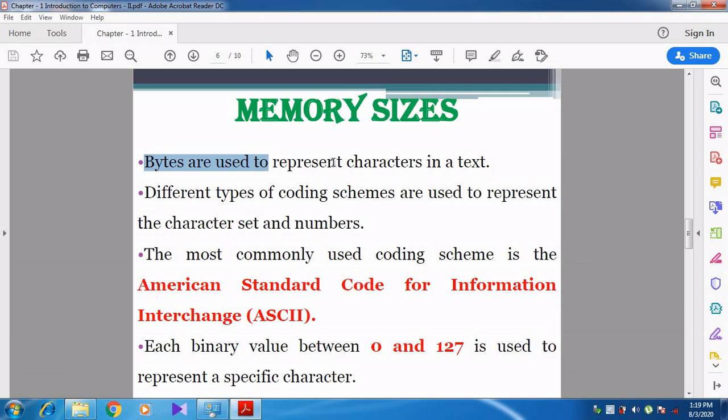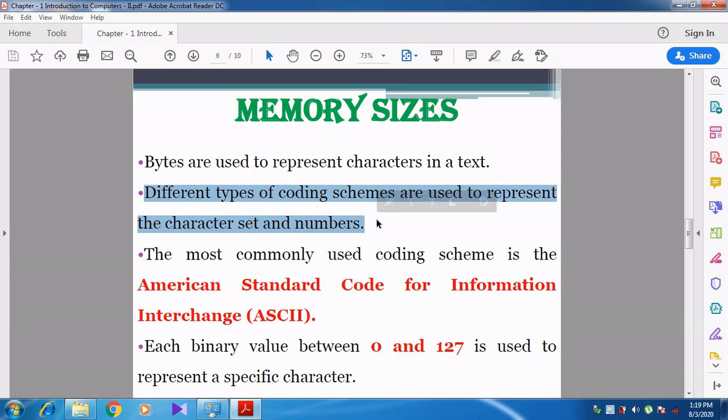Bytes are used to represent characters in a text. We already studied it. Whenever we give input to the computer, each and every character is converted into bytes. There are different types of coding schemes used to represent the character set and numbers.